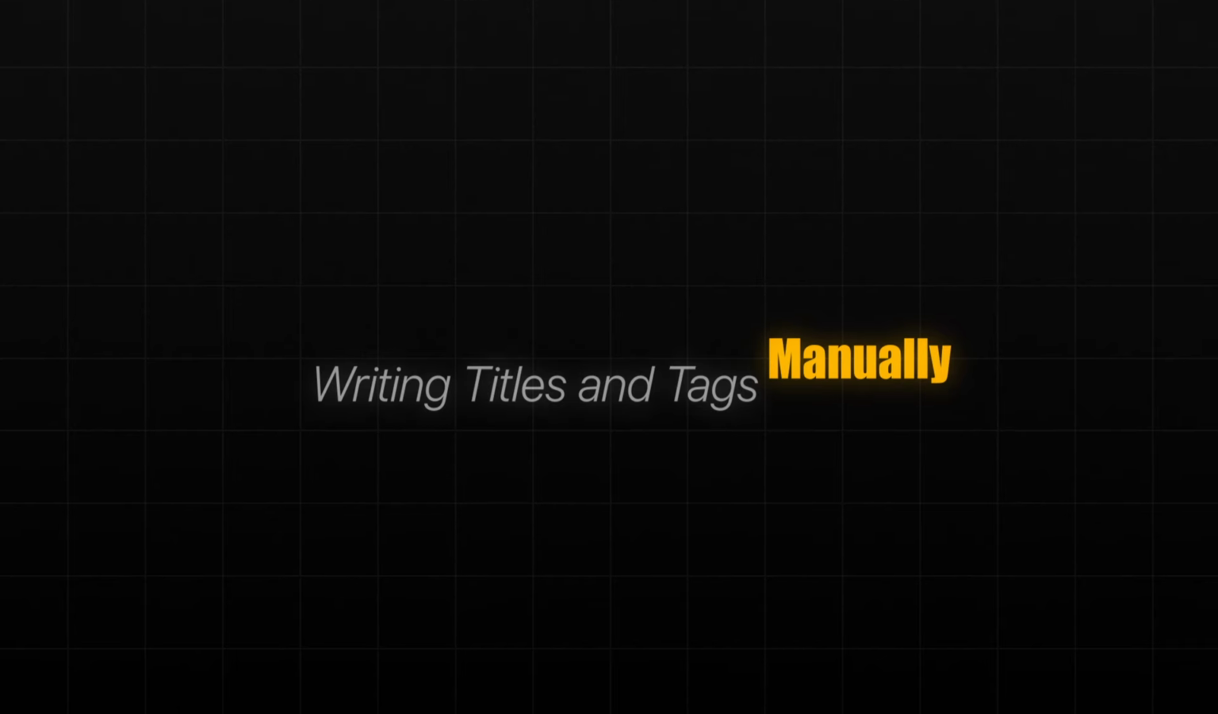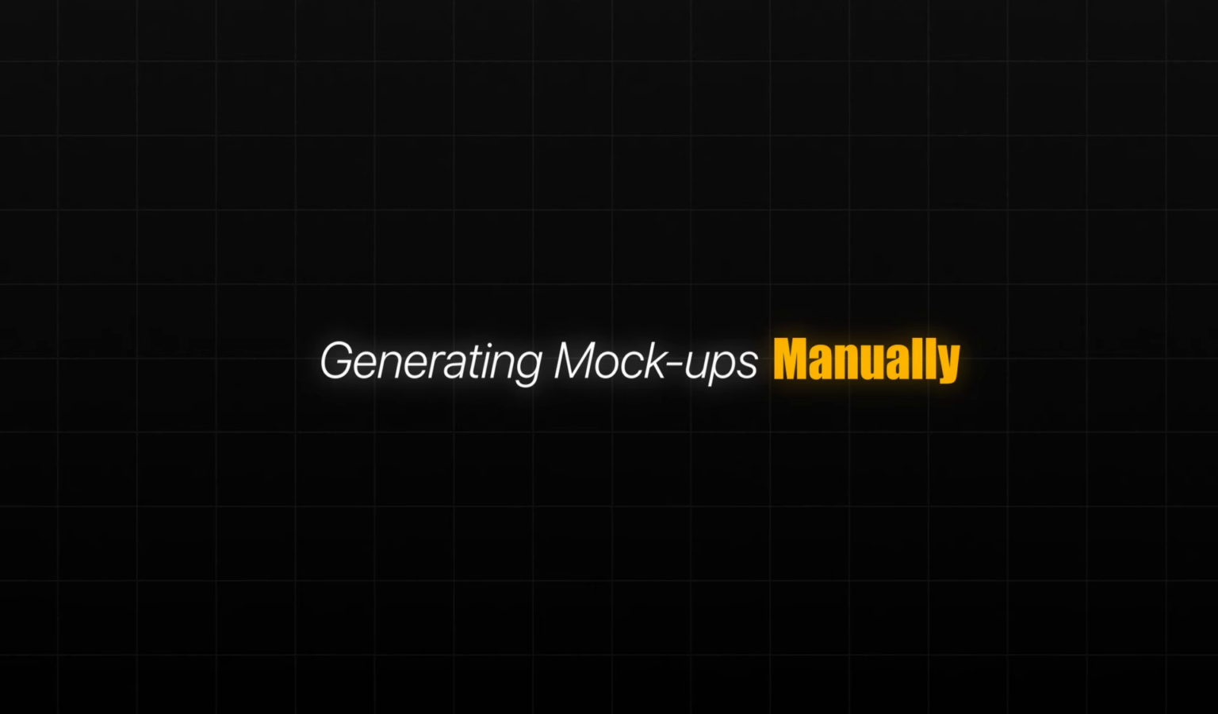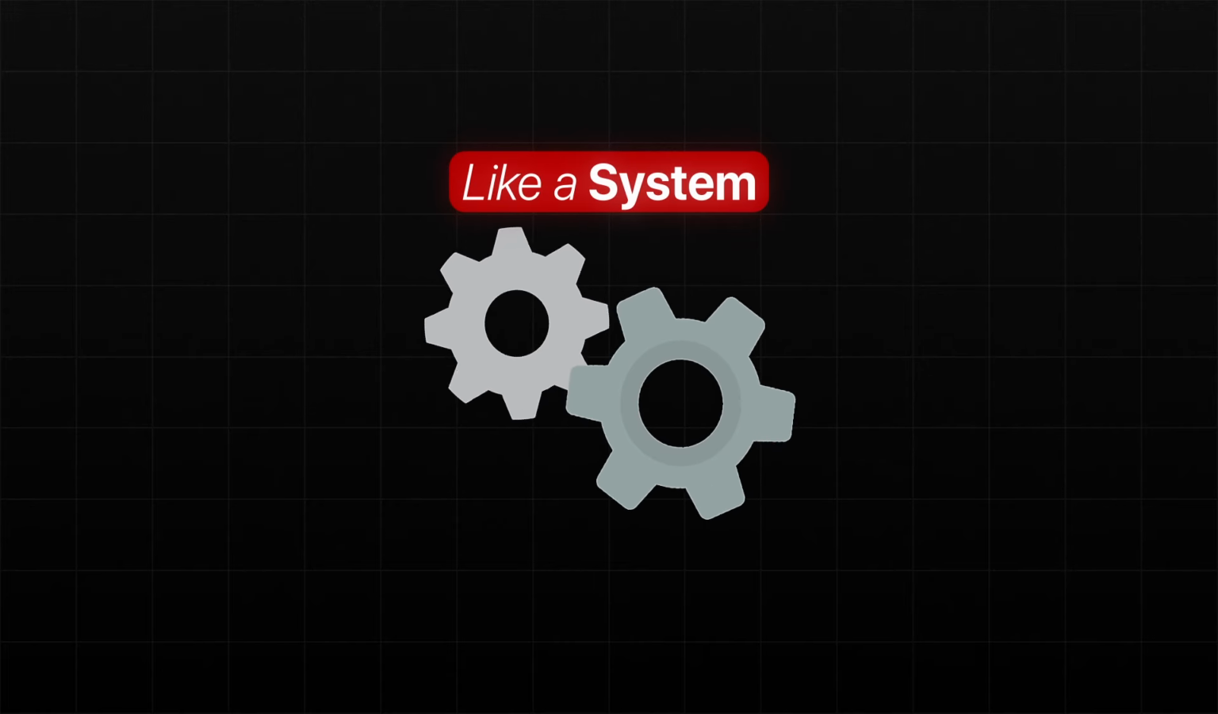This video is for people who already understand print on demand and want to stop doing everything one product at a time. If you're at the point where you're creating designs manually, writing titles and tags manually, generating mockups manually, and publishing listings one by one, then this video is gonna make a lot of sense because I've got some shortcuts to show you. This is about operating your print-on-demand business like a system, not like a series of repetitive tasks.